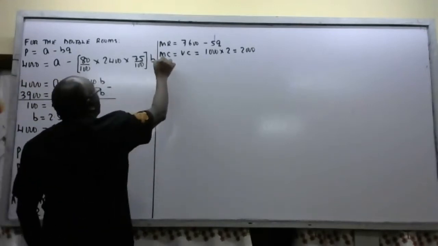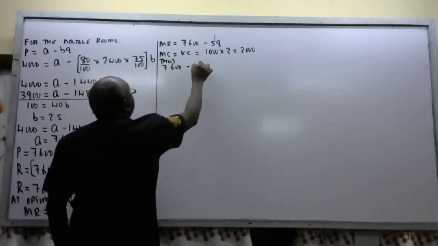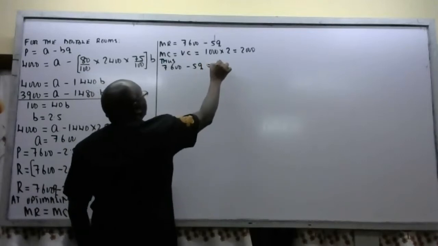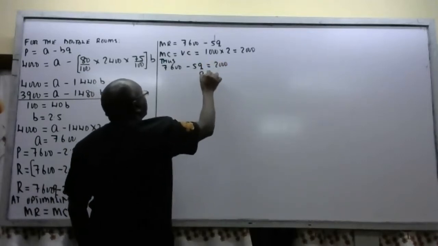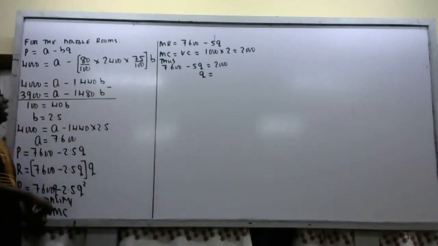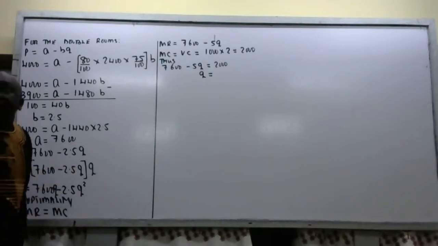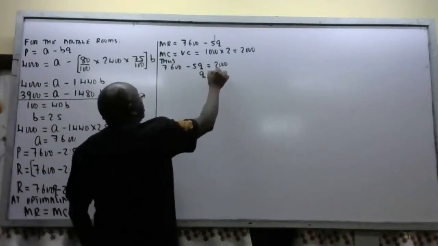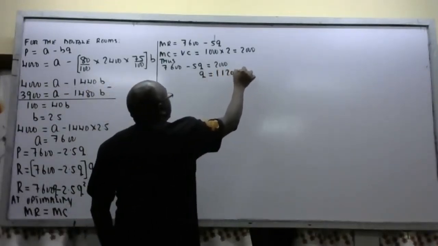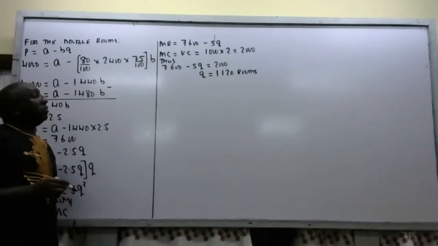And therefore, 7,600 minus 5Q should be 2,000. And based on that, solve and establish the value of Q. So I minus 2,000, I divide by 5. You get 1,120 rooms. Yes, that's what you should get when you solve it that way.